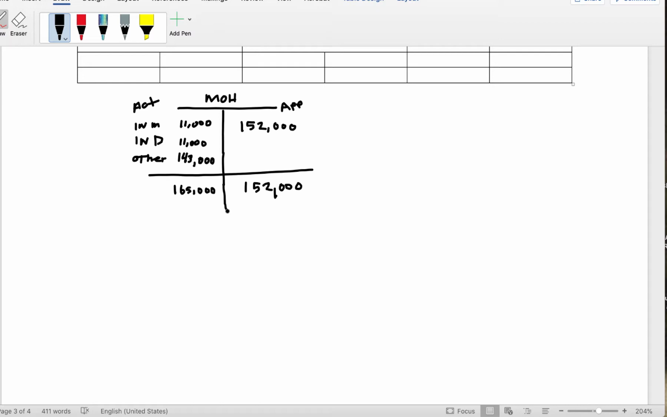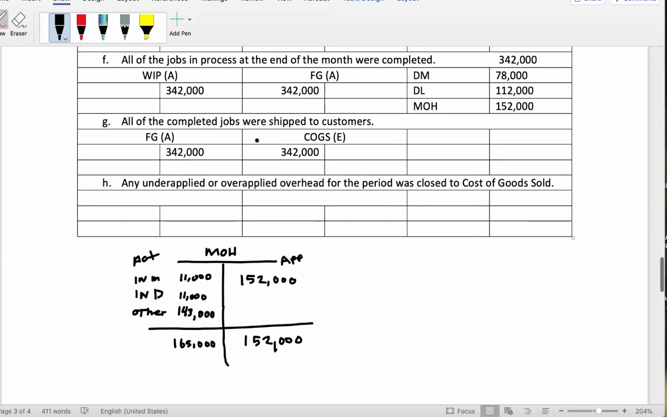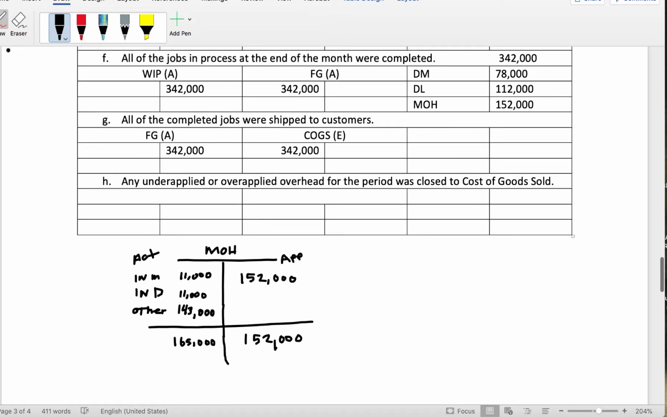How do we fix that? The problem tells us that we're going to close everything to cost of goods sold. We're going to use the first method we talked about in the lecture video. We're not using the second, where we allocate it to all the inventory accounts. Nope, we're not doing that. We're going to close it to cost of goods sold. We can do it one of two ways. Let's do the easy way first.